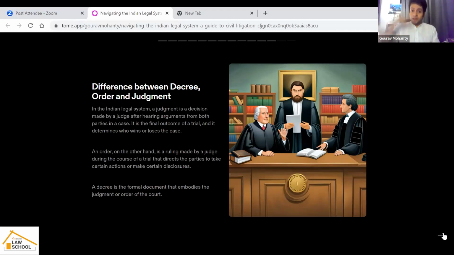But when the court allows this application, saying, okay, I allow Tony Stark to file the written statement, that is not a judgment or a decree. That is an order, because it does not conclusively determine the rights of the parties at the end of the suit. So, I hope that explains the difference.